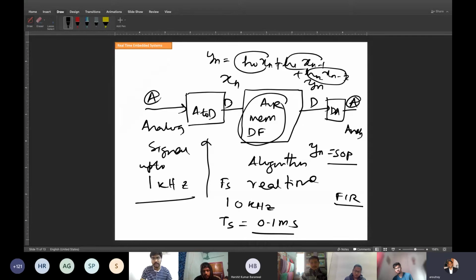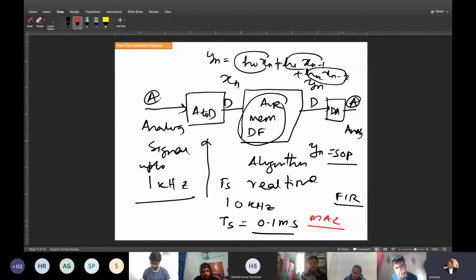Xn is the present value, and there are the past values. Where do you put the past values? In the memory. Suppose you have a 10th order filter, so there are 10 delays and the present value: 11 memory locations will contain those values. It's like a window. The filter coefficients H0, H1, H2 up to H10 will also be in the memory. So you have to read from the memory, make the product of each of them and then sum them. This sum of product operation is also known as MAC.